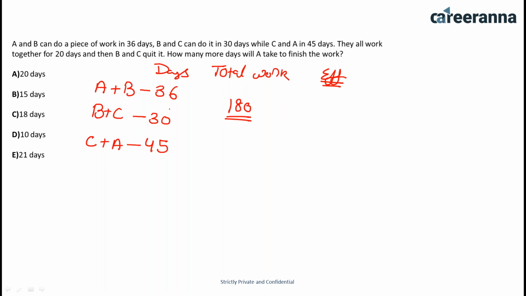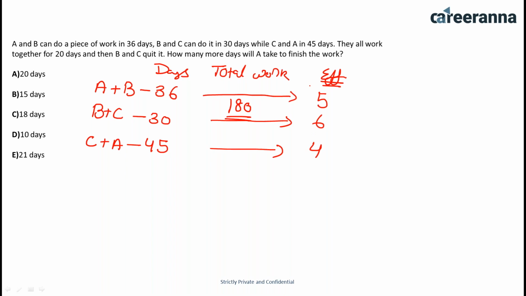Okay, so 180 divided by 36 is going to be 5. So you can say for A and B the efficiency is going to be 5. 180 divided by 30, that is going to be 6. So the efficiency for B and C is going to be 6, and 180 divided by 45 is going to be 4. So the efficiency for C and A is going to be 4.